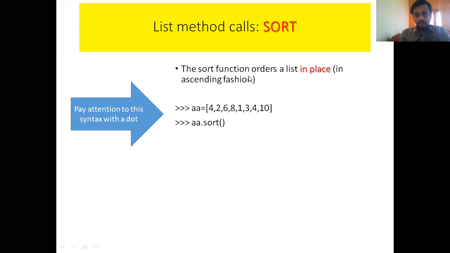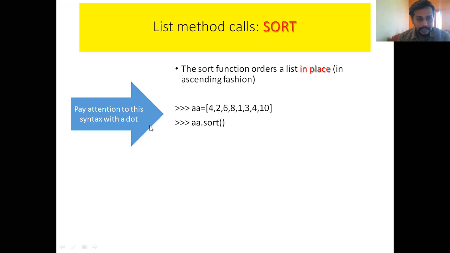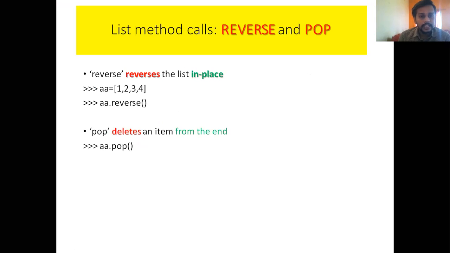So this is the sort function, which orders the list in place. A equal to 4 2 6 8 1 3 4 10. These are the elements present in the list. If I use a dot sort, it gives the values arranged in ascending order, meaning 1 2 3 4 4 6 8 10. The values are going to be printed this way. Likewise, if you use reverse, then you get 4 3 2 1. If you use delete, here you can see I am not mentioning any position, so the last element is deleted, that is 4 will be deleted.